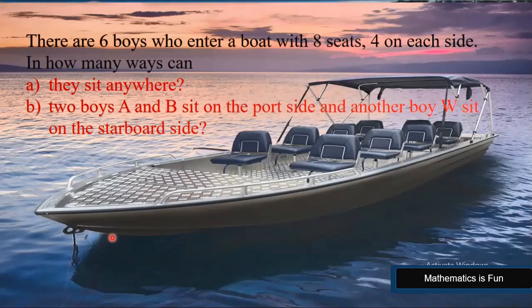This is again the problem of arrangement of different people on the seats of a boat. Now here the seats are more than the boys to be arranged. So here there are 6 boys who enter a boat with 8 seats, 4 on each side. In how many ways can they sit anywhere? 2 boys A and B sit on the port side and another boy W sits on the starboard side.